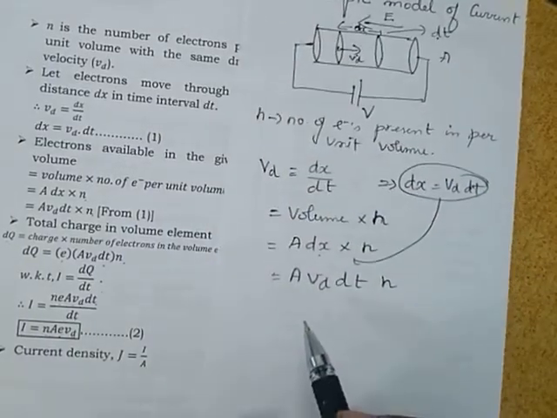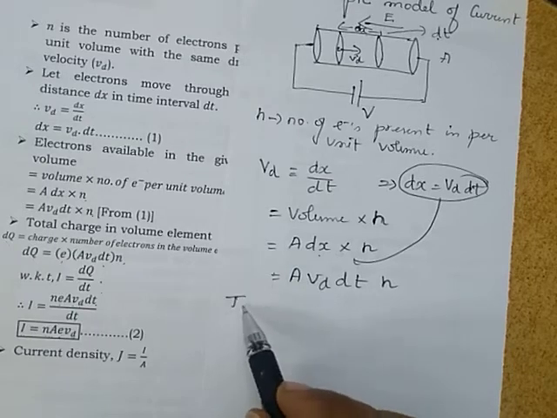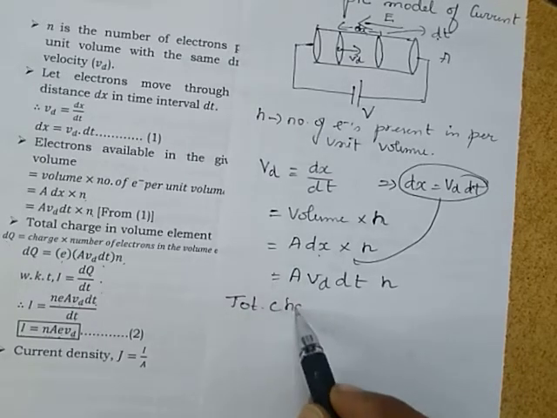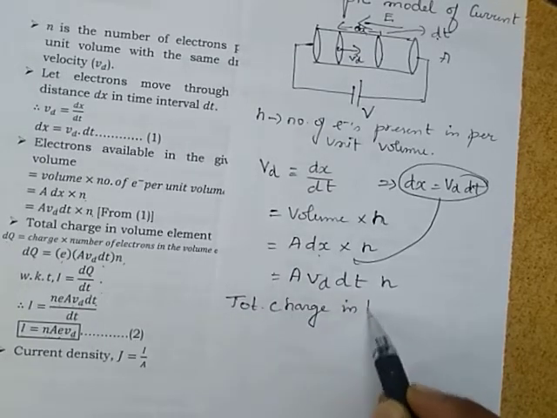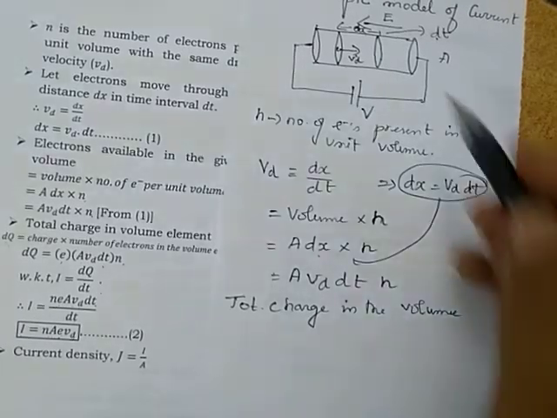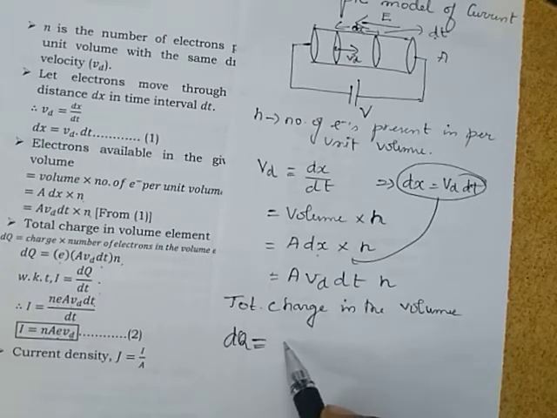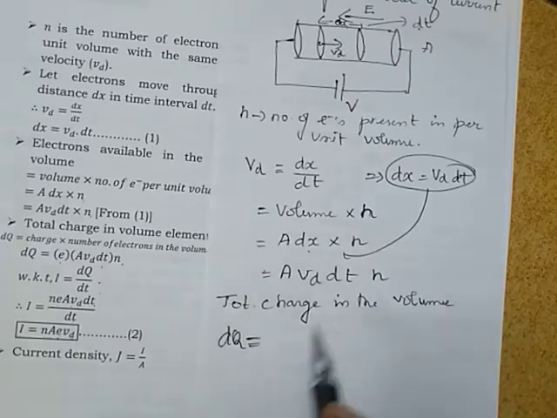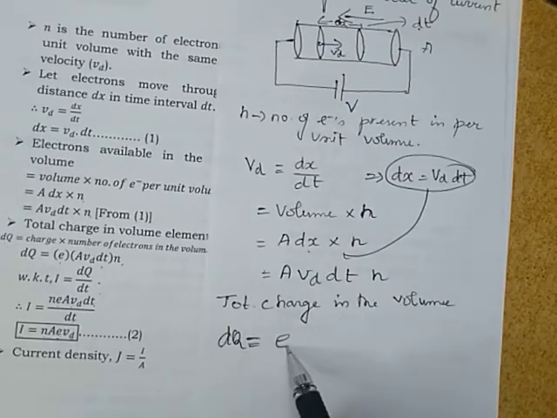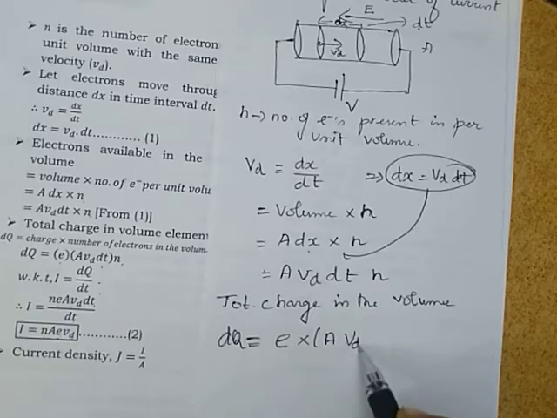Then we need to find the charge of this volume, that is, the total charge in the volume element, dq. According to quantization of charge, q is equal to ne, where e is the charge of the electron and n is the number of electrons, that is A Vd dt into n.